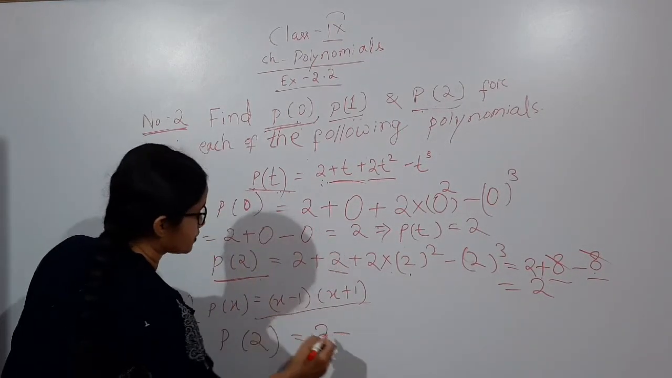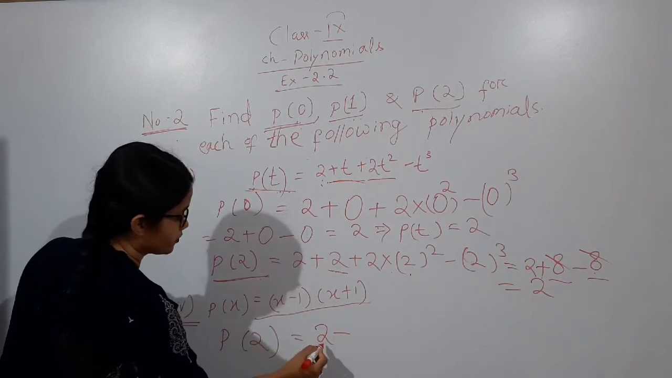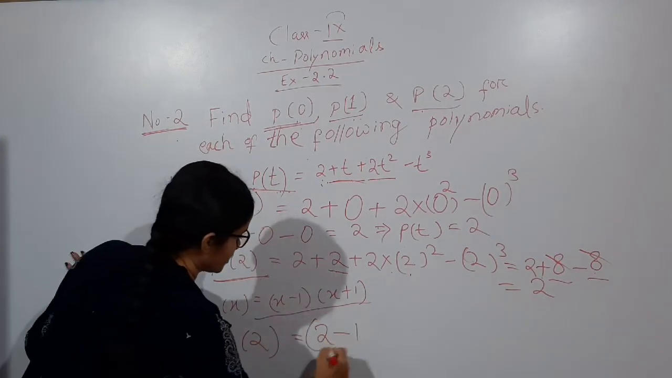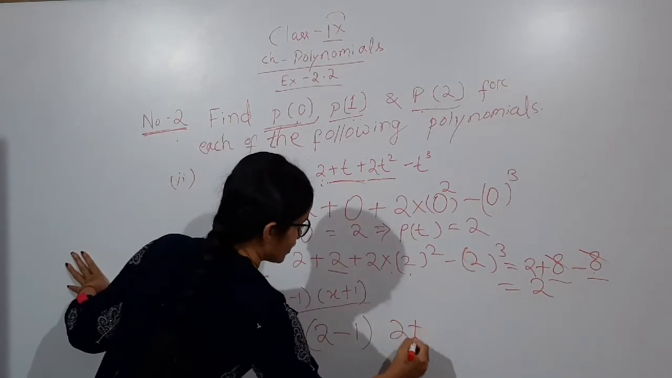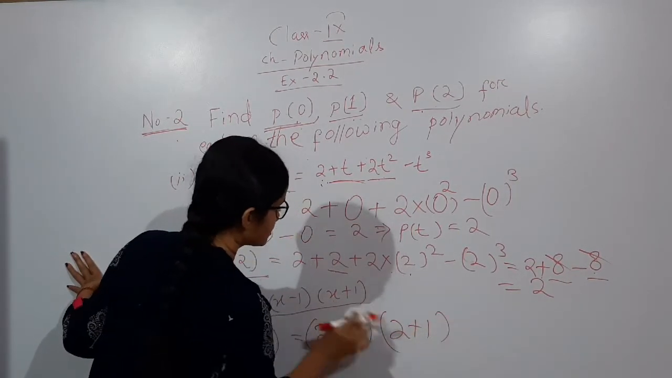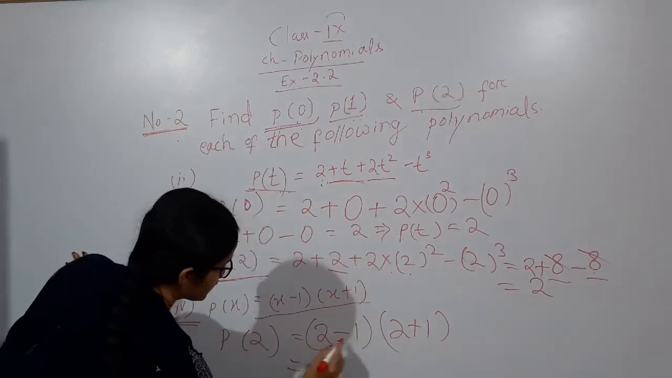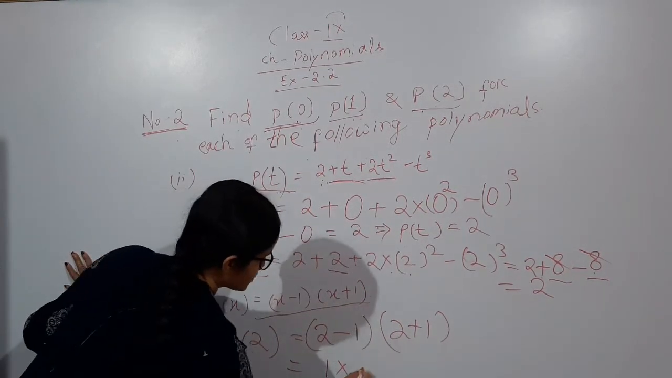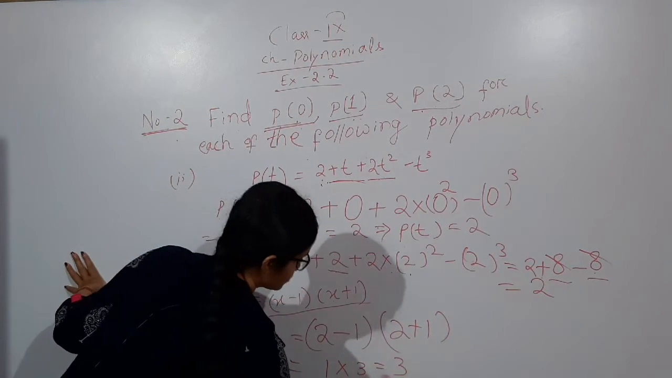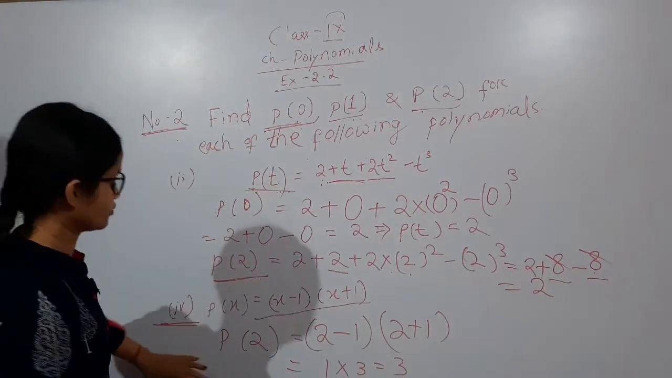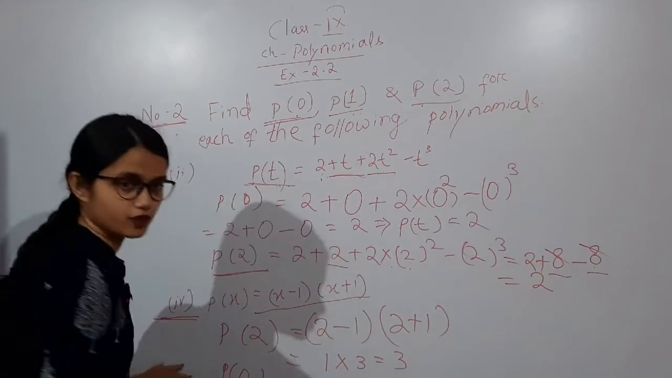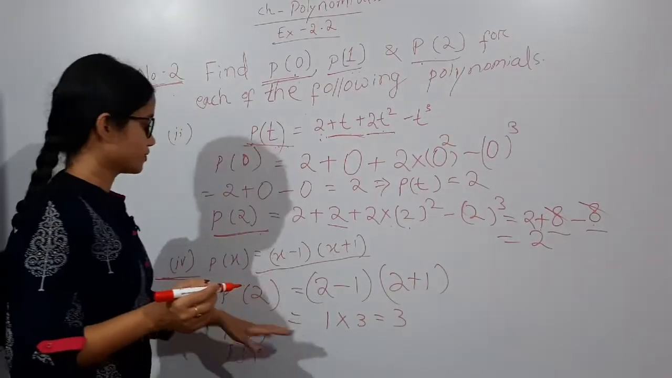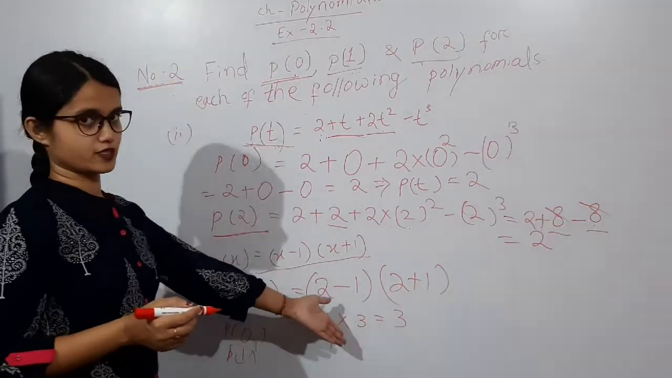So it was x minus 1. In the place of x I have put 2, so 2 minus 1. Okay. Here also x plus 1, that means 2 plus 1, because in the place of x we have to write 2. Then 2 minus 1 is 1, into 2 plus 1 is 3, is equal to 3. Okay. Next you can find out P(0) and P(1) also. That will be a similar process.